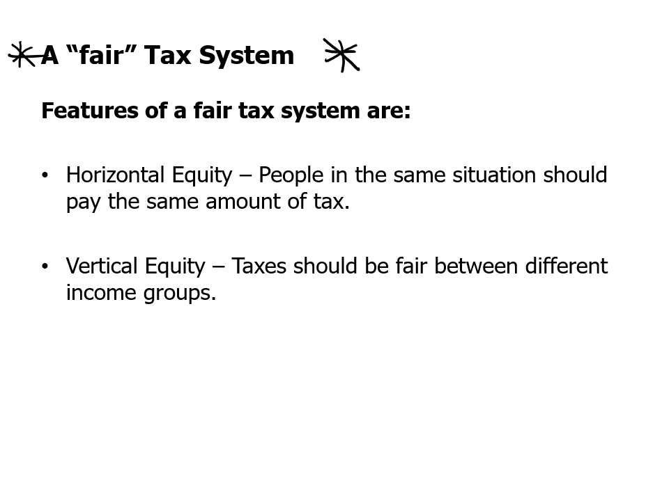And that should have certain features. Features of a fair tax system are horizontal equity: people in the same situation should pay the same amount of tax. It makes sense, right? If we're in the same situation, we should pay the same amount of tax. Vertical equity is the second feature of a fair tax system: taxes should be fair between different income groups, between the rich and the poor, between, say, those who earn 1,000, those who earn 10,000, and those who earn 100,000. So it should be fair.